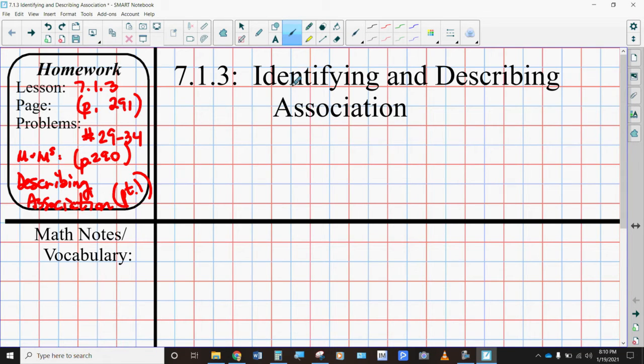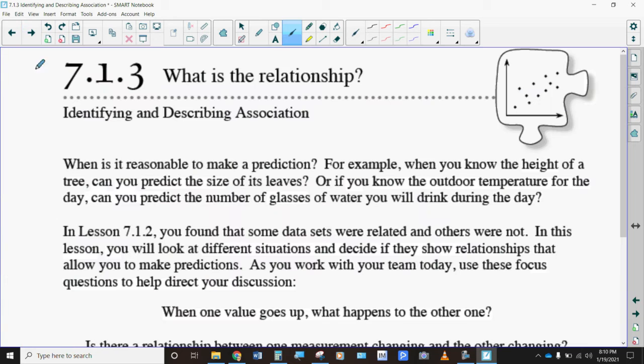Okay, so this particular activity really blends science and math together. The data analysis portion of science is mathematical in nature, and of course the topic is going to be scientific in nature. So let's just get right to it. It says, when is it reasonable to make a prediction? For example, when you know the height of a tree, can you predict the size of its leaves? Or if you know the outdoor temperature for the day, can you predict the number of glasses of water you will drink during the day?